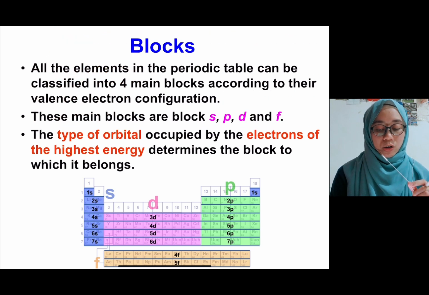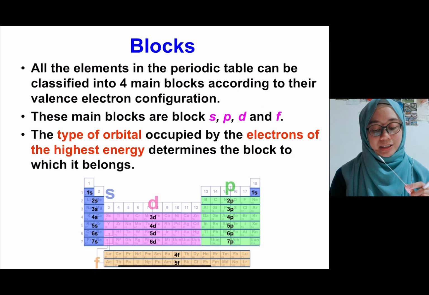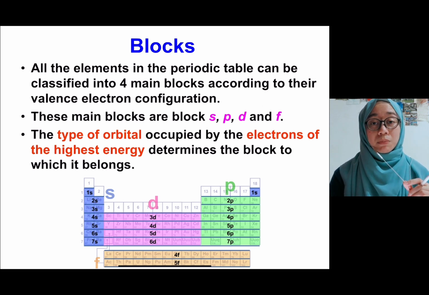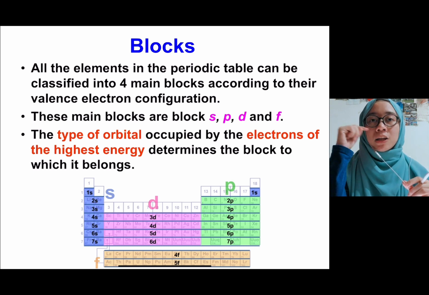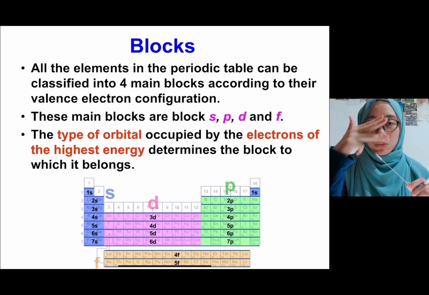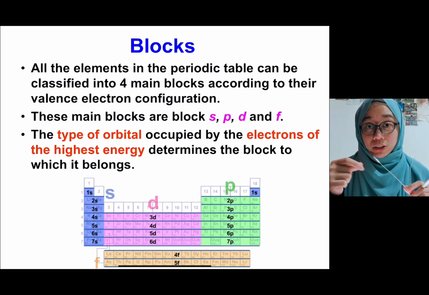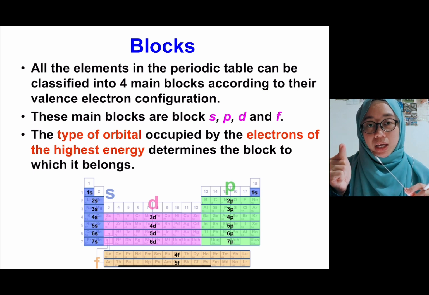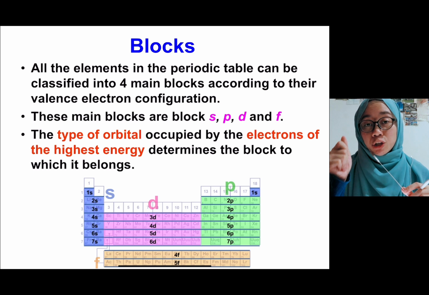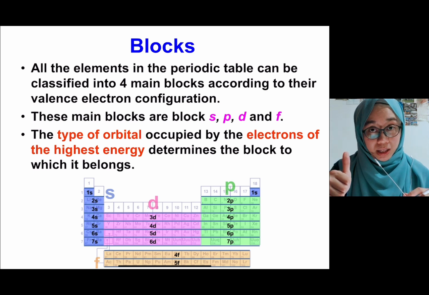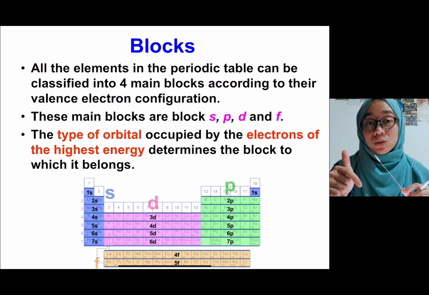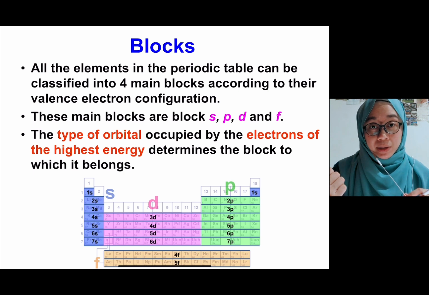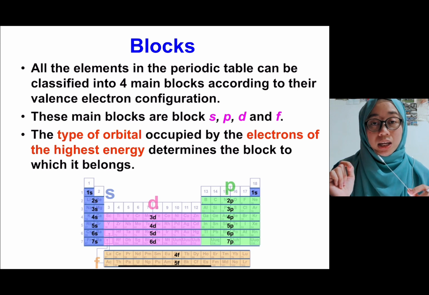So the type of orbital occupied by the electrons of the highest energy determines the block to which it belongs. Okay, so basically kalau kita nak tahu dia adalah block S, P, D ataupun F, kita tengok last kali waktu kita tulis electronic configuration tu, kita isi elektron tu dalam yang mana satu? Adakah dalam S, P, D ataupun F? Kalau kita stop dekat S, therefore that is considered as S orbital. Kalau kita stop dekat last kali tu, the very last electron, kita stop dekat D orbital, therefore that is considered as D block elements. Kalau last kali kita stop dekat P orbital, therefore it is in P block.